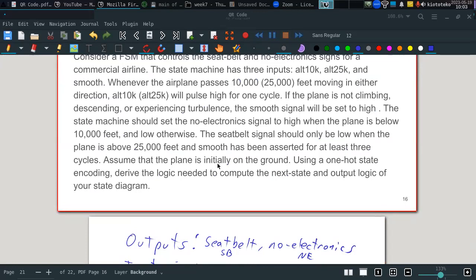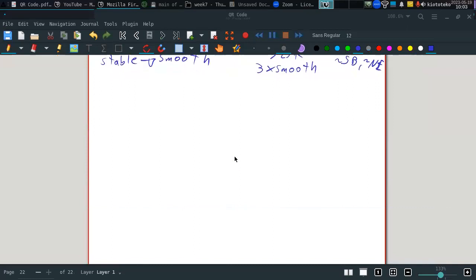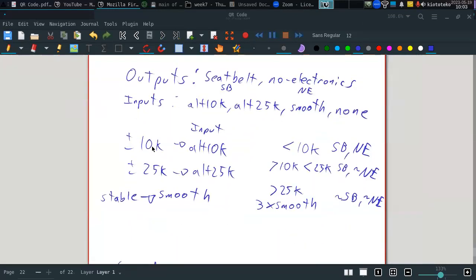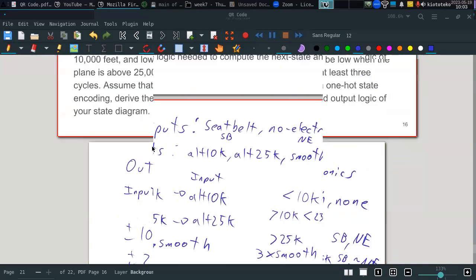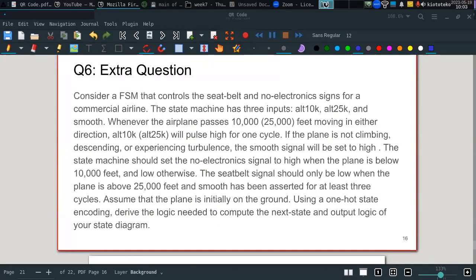So it's telling us initially on the ground, no? So let's start building this truth table. Well, sorry, this state diagram. We're in the ground. I guess, how many states do you think we will need for this problem? Based on all this information. Anyone guess? Like any estimate on how many states do we need and with which state machine?